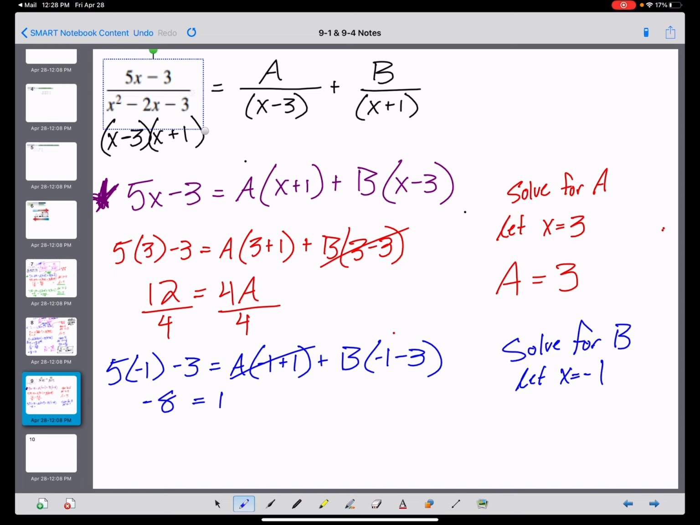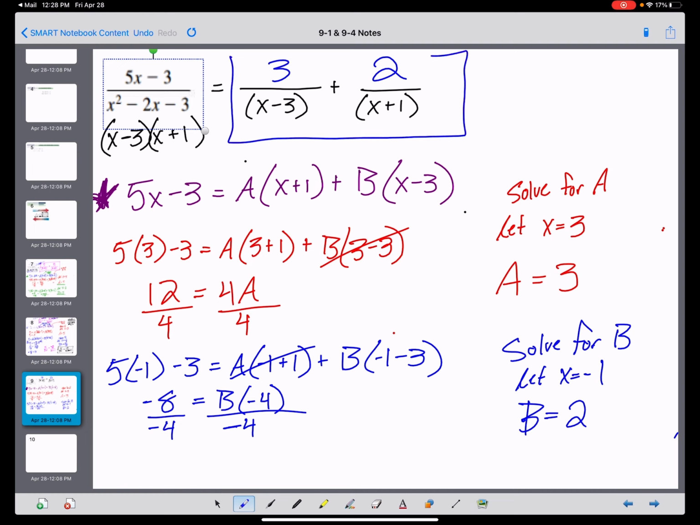B times -1 minus 3 is -4. Divide both sides by -4. And I got B equals 2. So now we got our answer, right? I can erase this A and B, and I can say A equals 3 and B equals 2. And this is our answer.